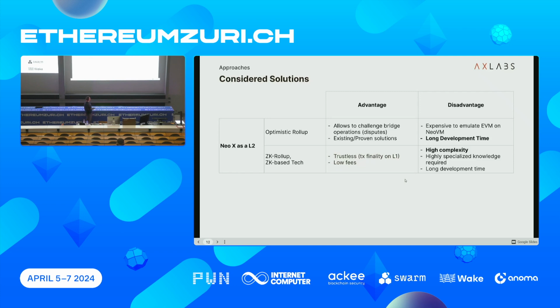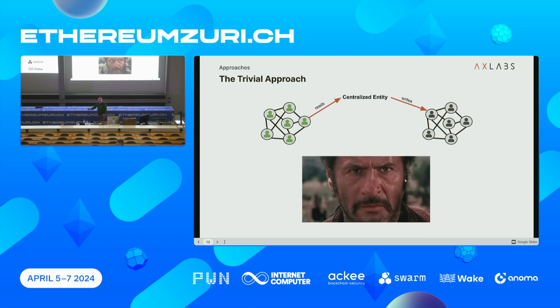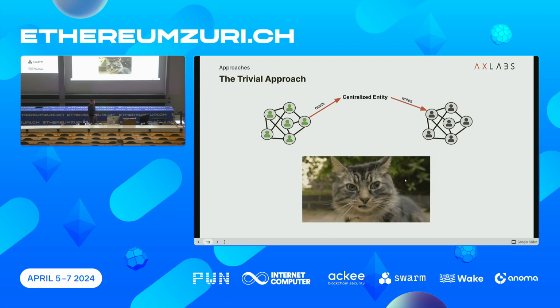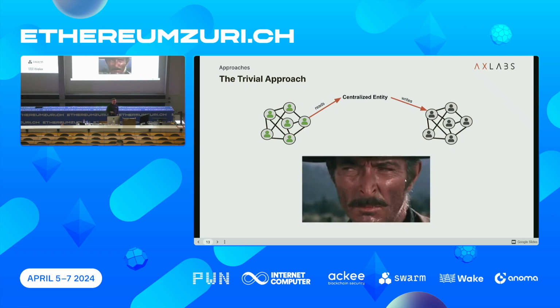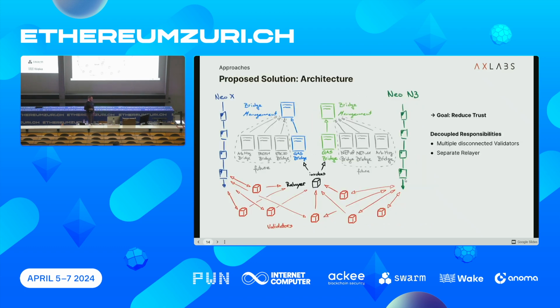So we went in the direction of a sidechain. So we need to bridge something without having this challenge option, right? So let's just take the most trivial approach that we could have. We could have just a central entity that just listens to one chain, right? Sees an event, a bridge event, and then creates a transaction on the destination chain and does that. But that requires a lot of trust, right?